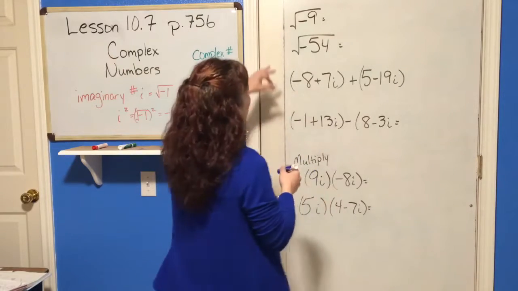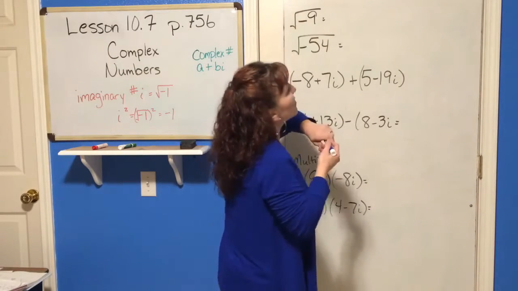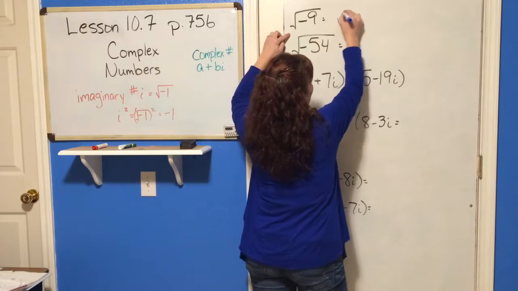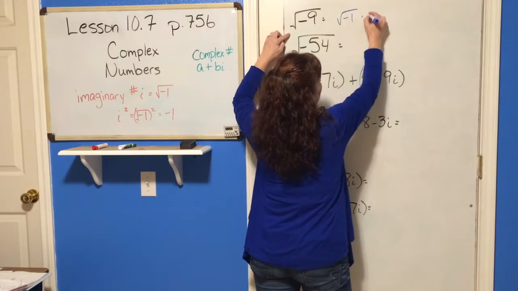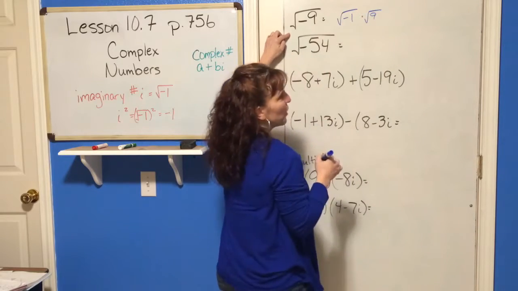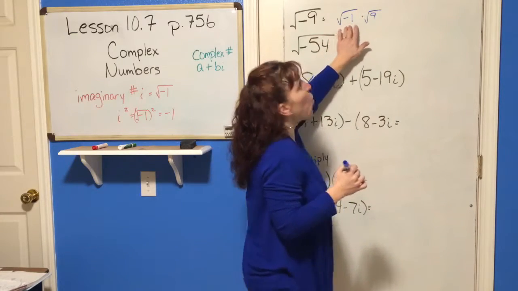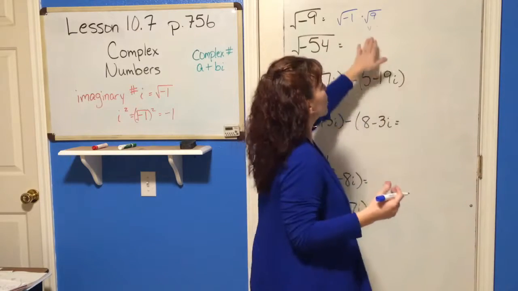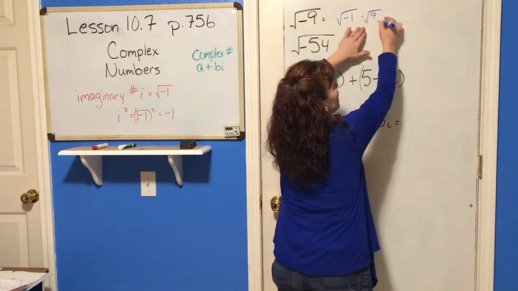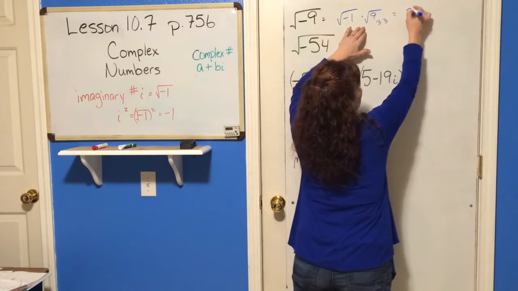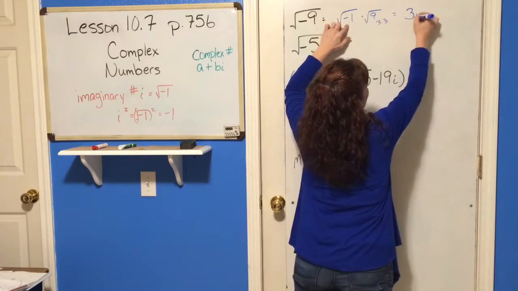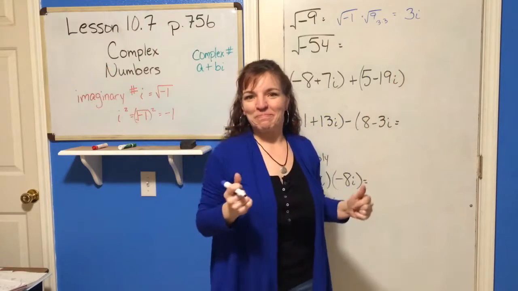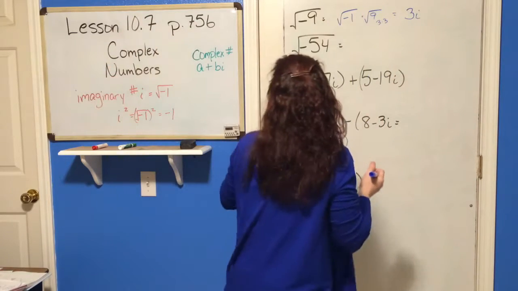Here we go. If you've got the square root of -9, what that means is you've got the square root of -1 times the square root of 9. The square root of -1 we now can call i. And the square root of 9, remember 9 is 3 times 3, so the square root of 9 is 3. The square root of -1 is i. So our answer is just 3i. Done.